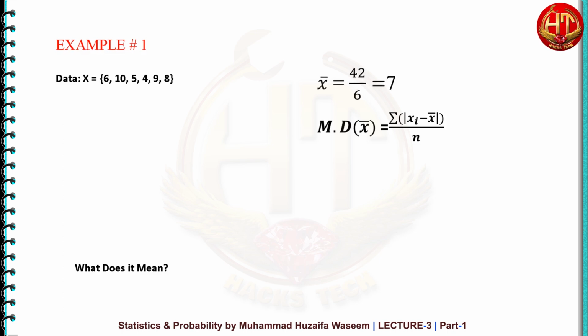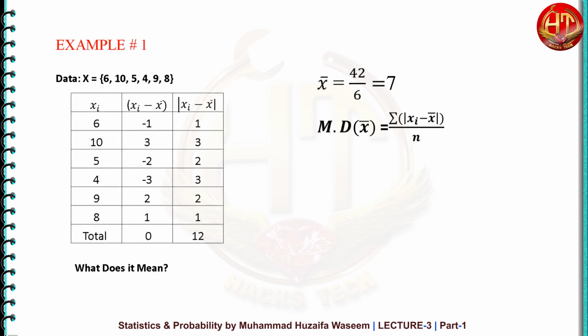First you have to calculate the mean. Sum of all observations divided by the total number of observations, which is equal to 7. So your mean is 7 and the total number of observations is 6. So first you have to make a column for xi minus x bar. Xi values are 6, 10, 5, 4, 9 and 8. X bar is equal to 7.